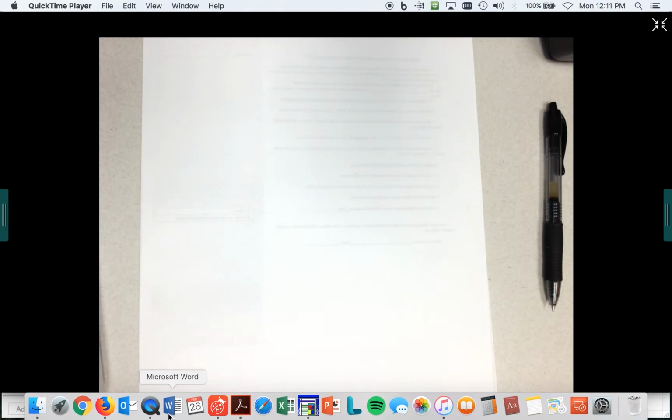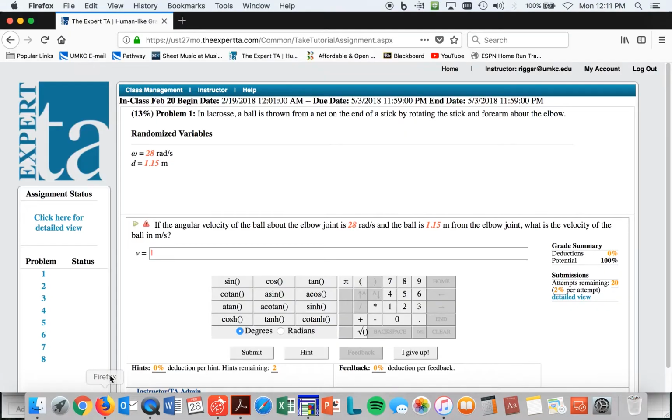I'm going to call up the problem. Okay, here's problem one. In lacrosse, a ball is thrown from a net at the end of a stick by rotating the stick in the forearm above the elbow. Omega, the angular speed, is 28 radians per second. That's how many radians per second it's turning. And the radius is 1.15 meters.